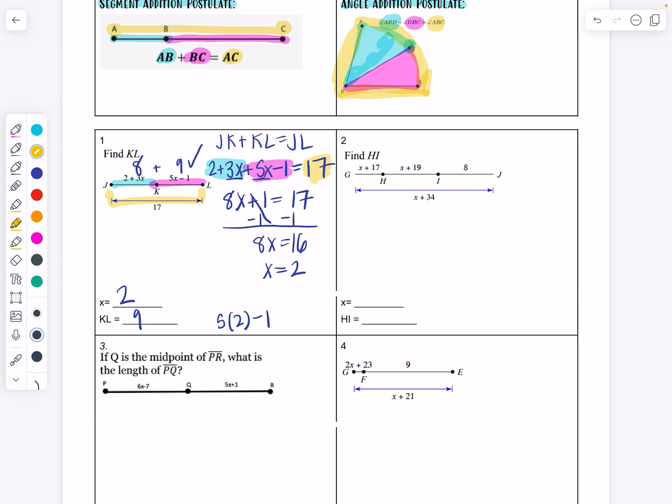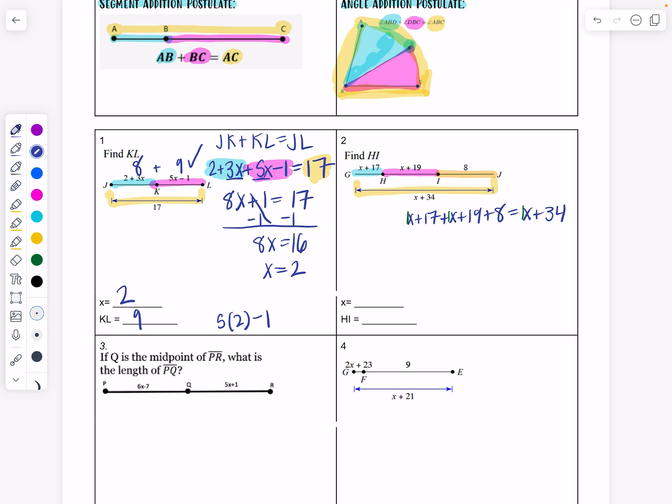All right, let's do the next one. So we've got blue and pink, but now we've got another piece, so I'm going to go orange. And that adds up to the whole thing, which I'm going to do in yellow. And so all of those pieces add up to the whole. That's going to be x plus 17 plus x plus 19 plus 8 adds up to the whole thing, which is x plus 34. I like to write a 1 in front of each of these x's just so I don't forget that there's just one of those. That helps me.